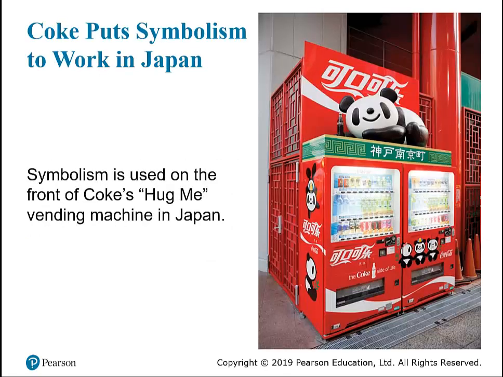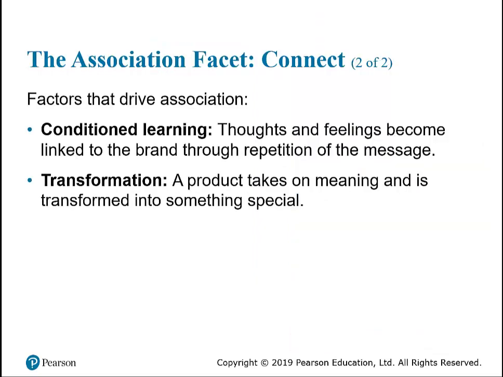Coke puts symbolism to work in Japan. Symbolism is used on the front of Coke's Hug Me vending machine in Japan. The association facet. Connect. Factors that drive association. Conditioned learning. Thoughts and feelings become linked to the brand through repetition of the message. Transformation. A product takes on meaning, it is transformed into something special.